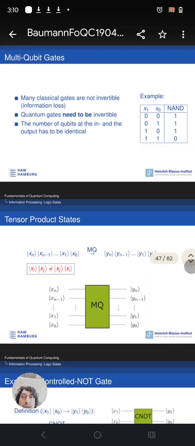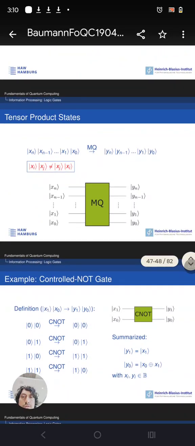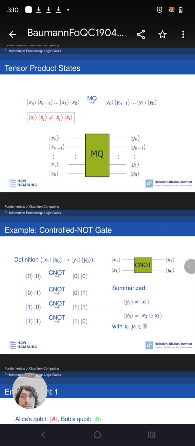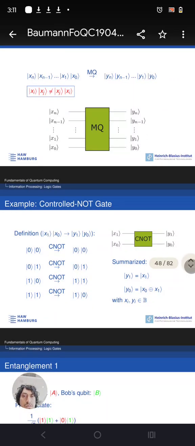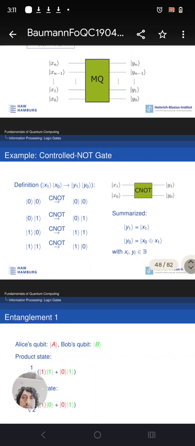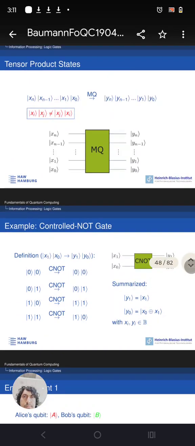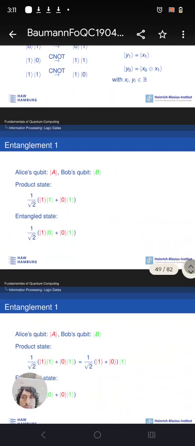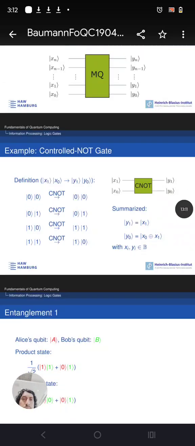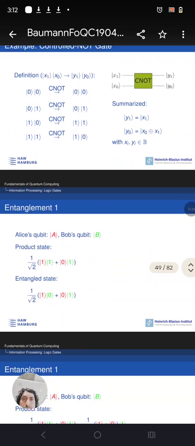So once again we have multi-qubit gates. Example, NAND gate. Then we have tensor product states and the controlled NOT gate. Tensor product is interesting. I will see it later again. The controlled NOT gate is very easy, simple. If the control bit is 0, it leaves the input as it is. If the control bit is 1, it inverts the bit.